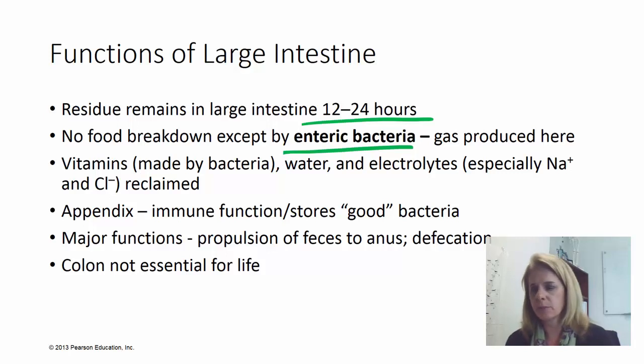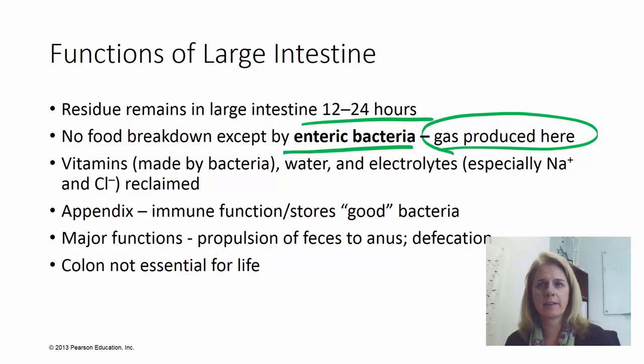And that's where gas is produced. So as they're breaking down things in the large intestine, they're producing gas as a byproduct. One of the byproducts they also make are vitamins, and so you do need bacteria in your large intestine to help you get some of your vitamins that you need. And so what's absorbed in the large intestine is going to be the vitamins that the bacteria made, water and electrolytes like sodium and chloride. So you can try to get all that back. Whatever's left in the large intestine that you need, the vitamins, the water, and the sodium and chloride, you're going to try to absorb that back into the blood.